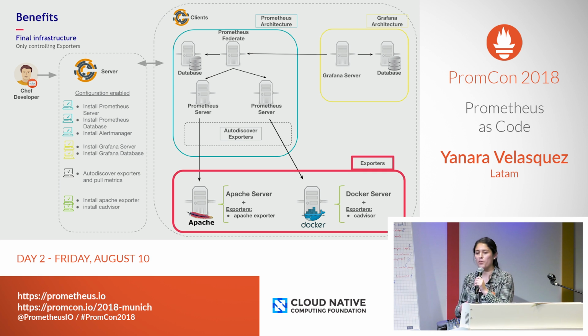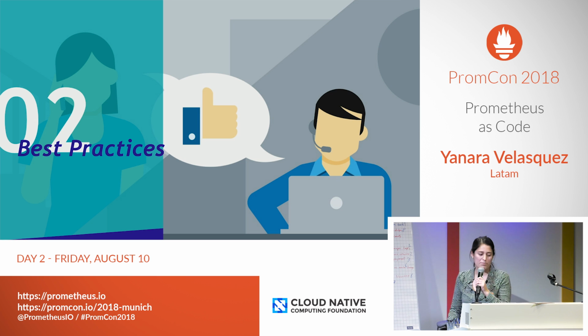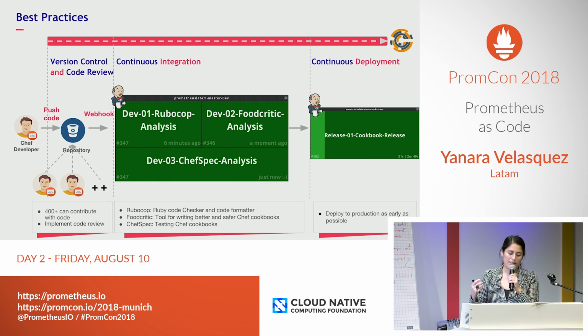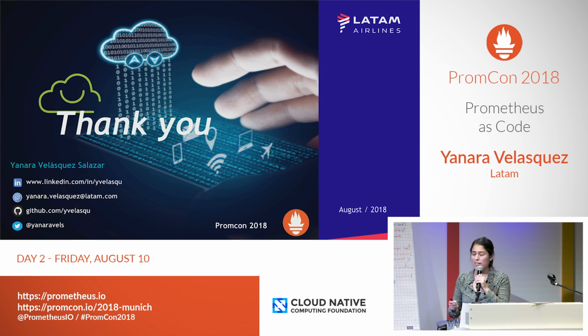As you can see, you can do different things with Chef and Prometheus. And with this schema, you only need to control exporters and the other things Prometheus will do magically. Finally, if you want to treat this as code, you need to implement best practices, like version control and code review. You can use Jenkins for continuous integration and ensure that your code works well. And also, you can use Jenkins for continuous deployment and deploy to production as early as possible. That is all. Thank you so much. I leave some examples in my GitHub, and thank you.